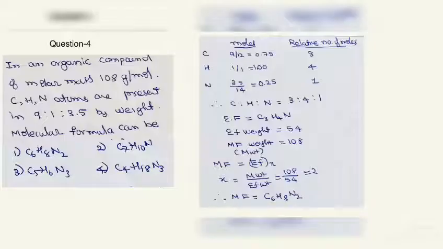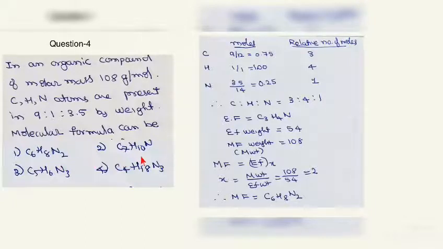Thank you. In question number 4, an organic compound of molar mass 108 gram per mole has carbon, hydrogen, nitrogen atoms present in the ratio 9:1:3.5 by weight. We have to find the molecular formula of the compound. They have given 4 options, and we have to find which option is correct.